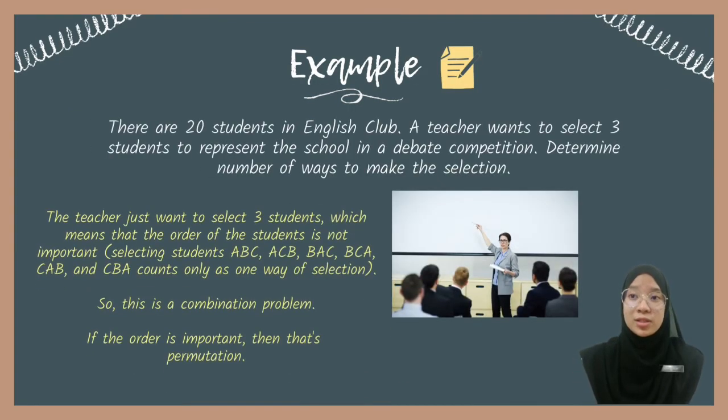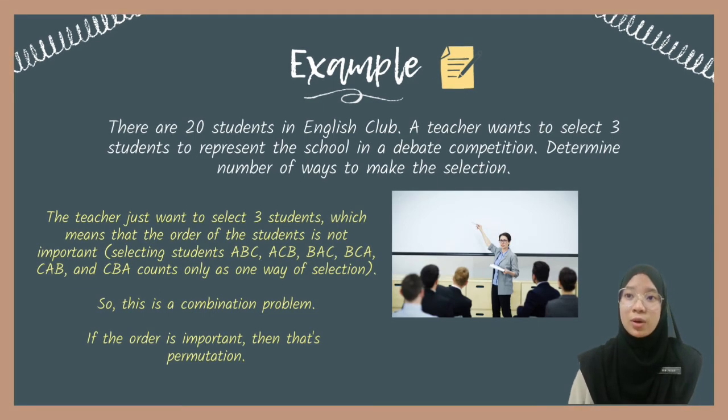There are 20 students in the English club. A teacher wants to select 3 students to represent the school in a debate competition. Determine the number of ways to make the selection. Here, we need to note that the teacher just wants to select 3 students, which means that the order of the students is not important. Since the order of the students is not important, this is a combination problem. If the order is important, then that's permutation.